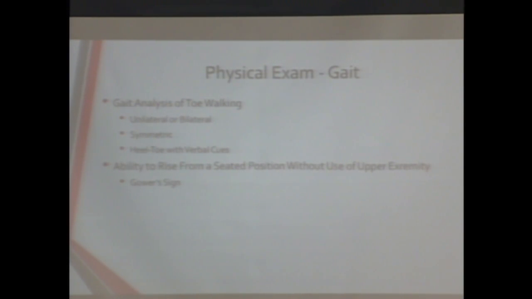The ability to rise from a seated position, again, just looking for evidence of weakness or some underlying neuromuscular pathology. This is, as you may have recalled, Gower's sign, where as opposed to being able to rise without needing their upper extremity, they have to crawl and walk themselves up their body using their upper extremity. And then the ability to run.